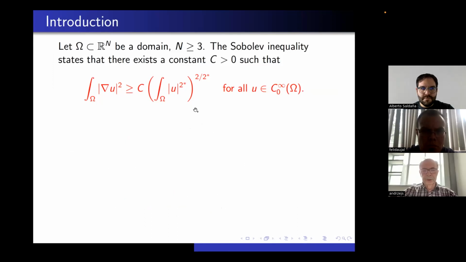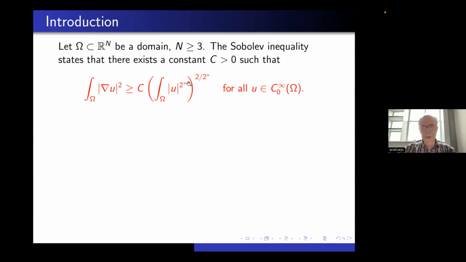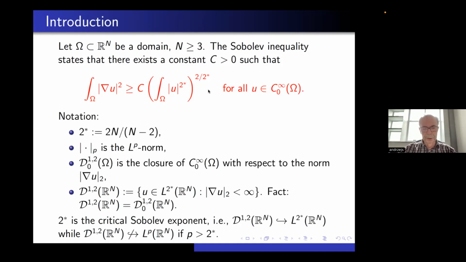What it says is that there exists a constant such that the integral of the gradient squared of u is bigger than or equal to this constant times the L2 star norm to the power 2. The notation that I use here and will be using throughout the talk is that 2 star is the critical exponent for the Sobolev inequality.